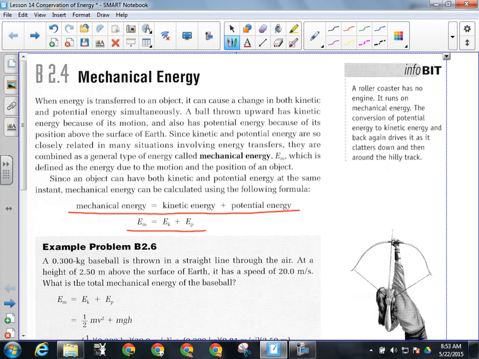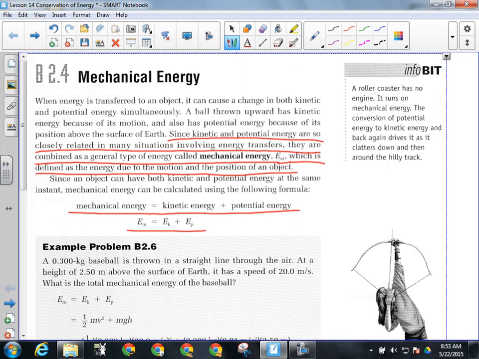Okay. So the example they have here is that a ball thrown upward in the air has kinetic energy because it's in motion. It also has potential energy because of its position. Okay, so kinetic and potential energy are closely related. So they are combined as mechanical energy, or EM, which is defined as the energy due to the motion and position of the object. Okay, everybody with me there?